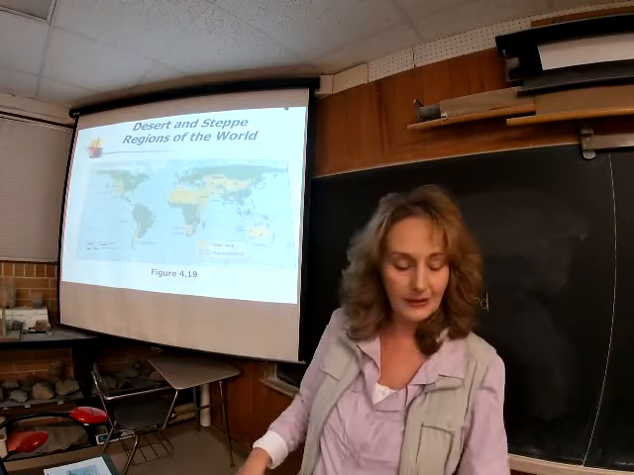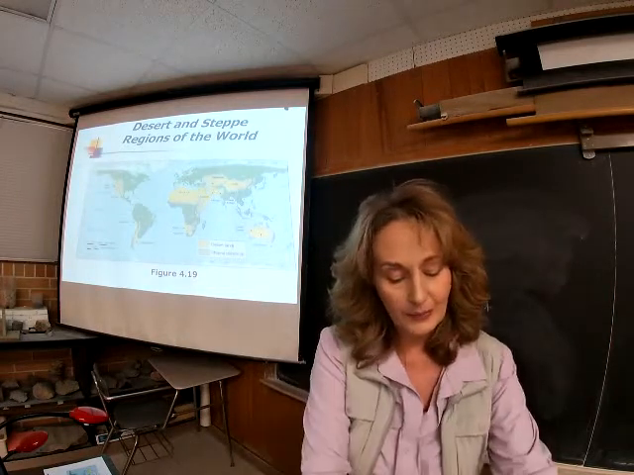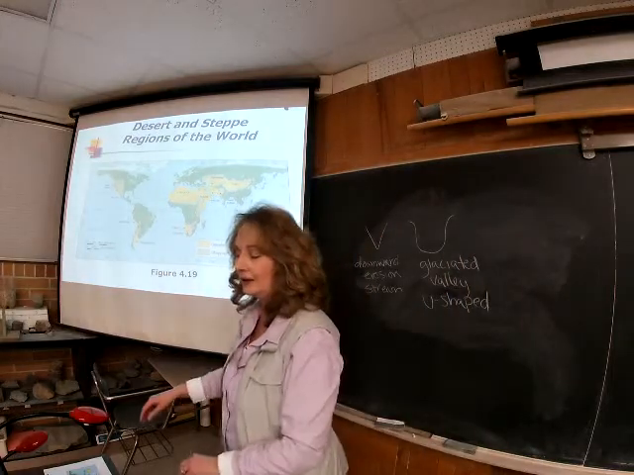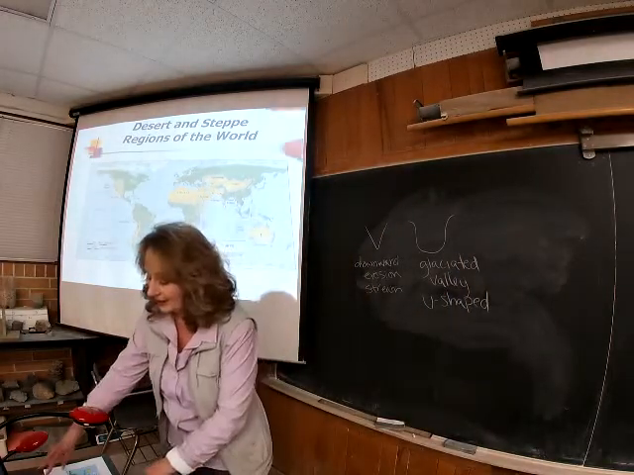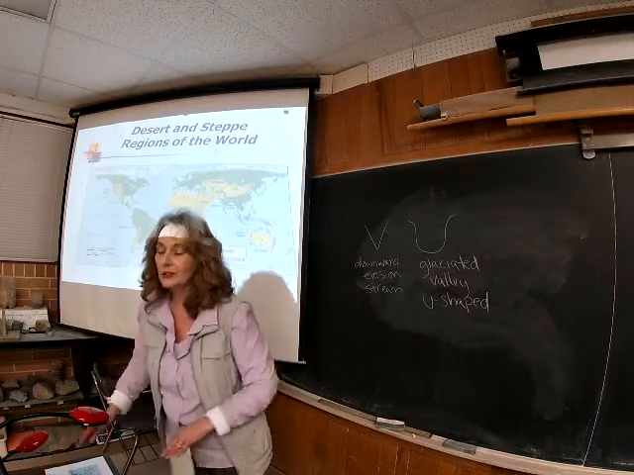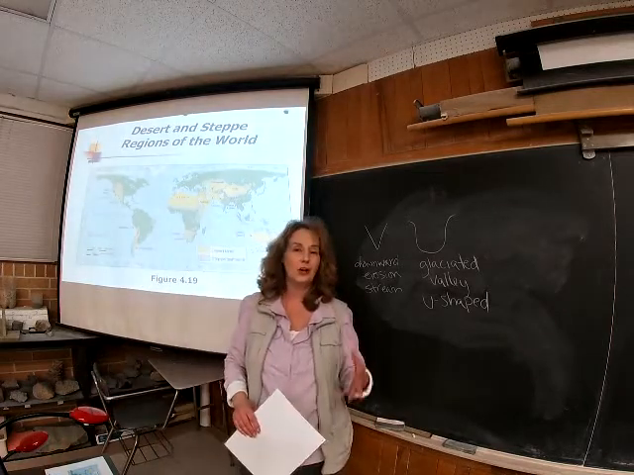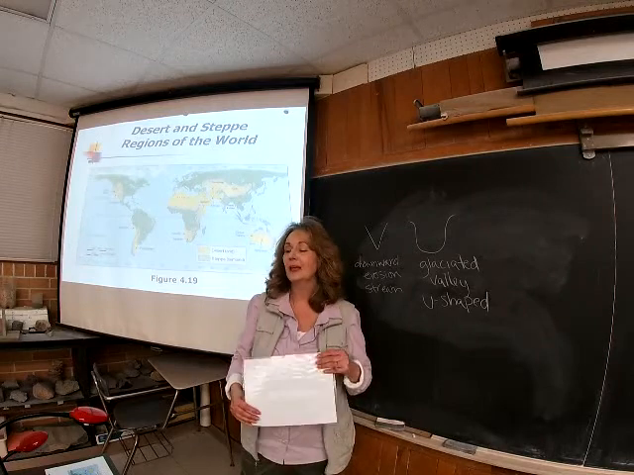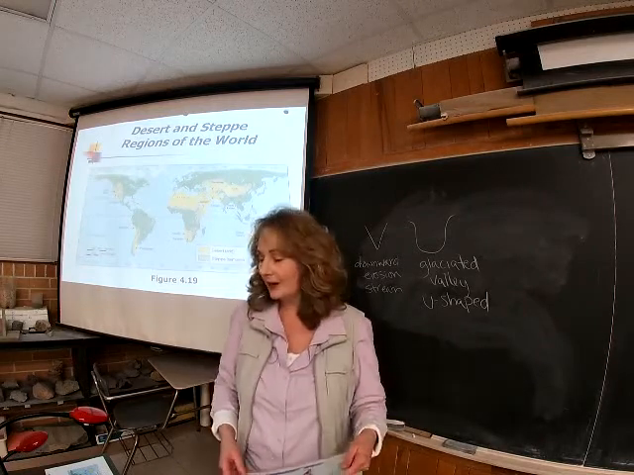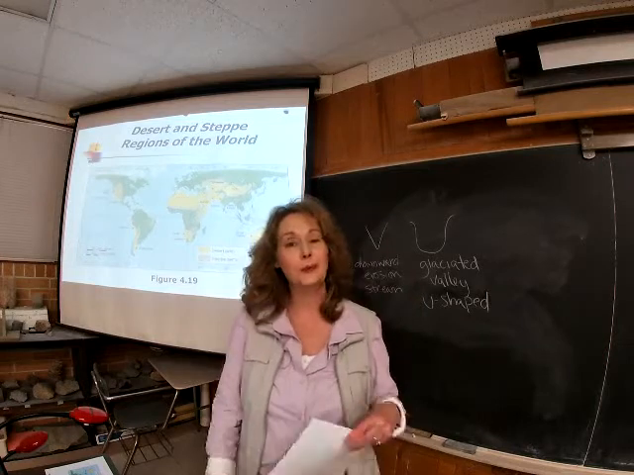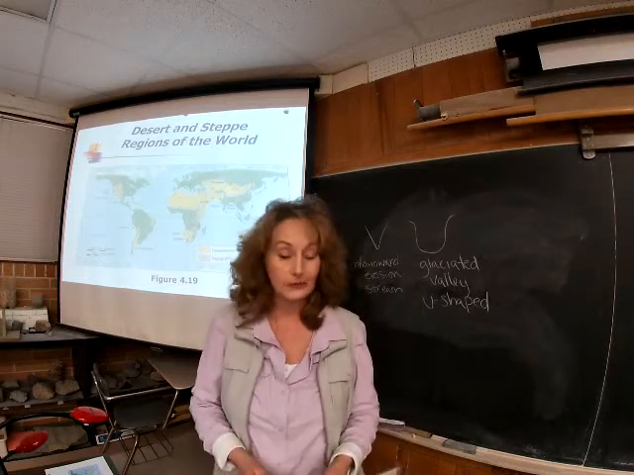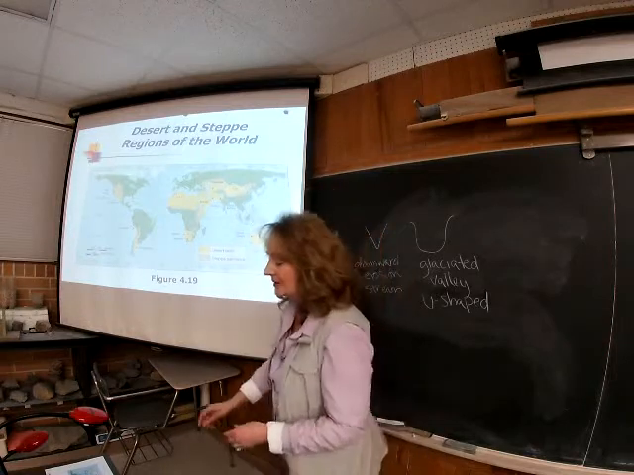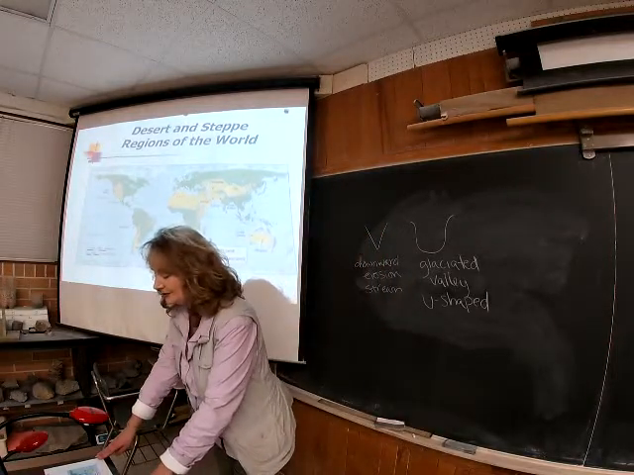Okay, and I think I might have mentioned this and probably showed you something back in chapter 3 when we were talking about the hydrologic cycle and how water is not evenly distributed across the planet. So yes, they've got a nice one there. Hopefully it's pretty well color coded. I have another one that's really color coded, but we'll try this one out. The desert and the steppe regions of the world.